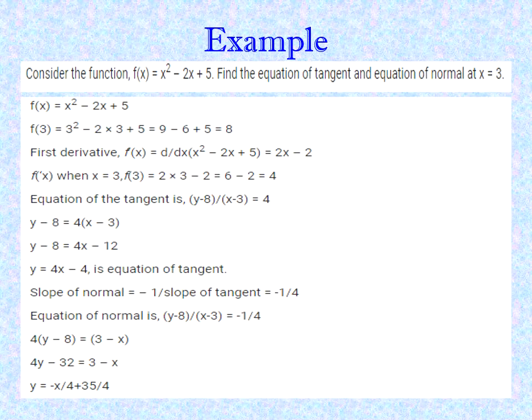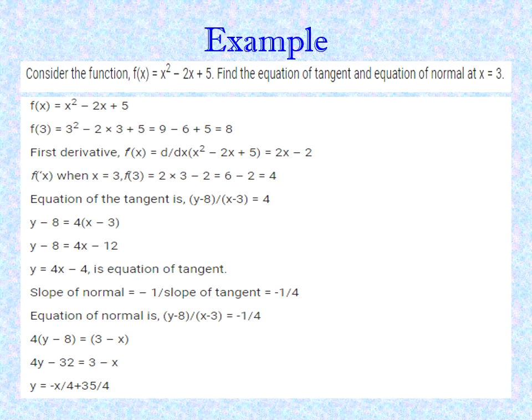Consider the function f(x) equal to x square minus 2x plus 5. Find the equation of the tangent and the equation of the normal at x equal to 3. First, find the first order derivative of the function, that becomes 2x minus 2. Now put the value x equal to 3 in f dash x, and after substituting this, we'll get f dash 3 is equal to 4.